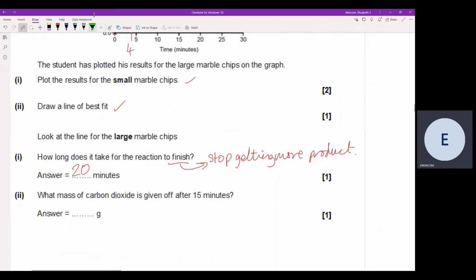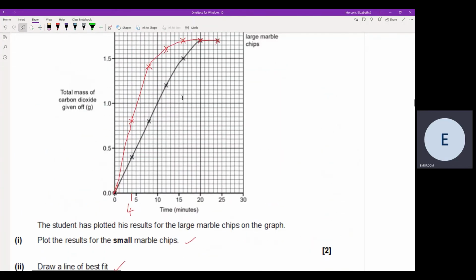We're still looking at the large marble chips one, so they're asking if we can read off the graph that they've plotted. So 15, going to get a straight line if I can. I don't know if I'll be able to get it to line up. Let's see. Thereabouts. Okay, so it crosses at 15 minutes, and now I just need to read off there.